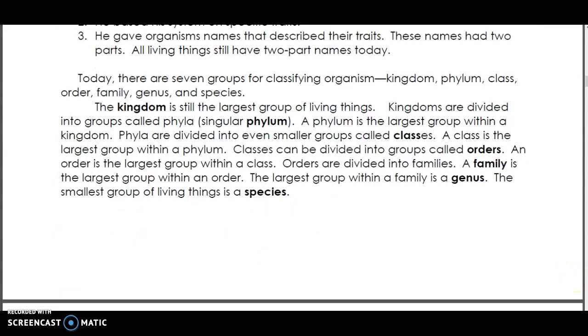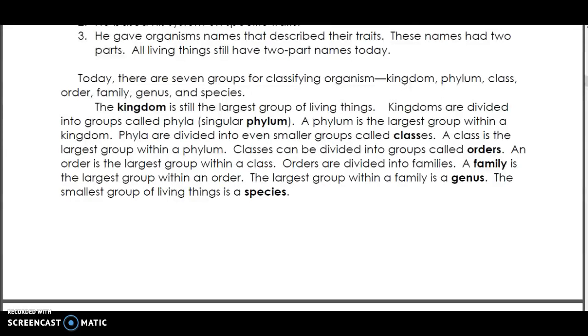Today, there are 7 groups for classifying an organism: kingdom, phylum, class, order, family, genus, and species. The kingdom is still the largest group of living things. Kingdoms are divided into groups called phyla, singular phylum. A phylum is the largest group within a kingdom. Phyla are divided into even smaller groups called classes. A class is the largest group within a phylum.